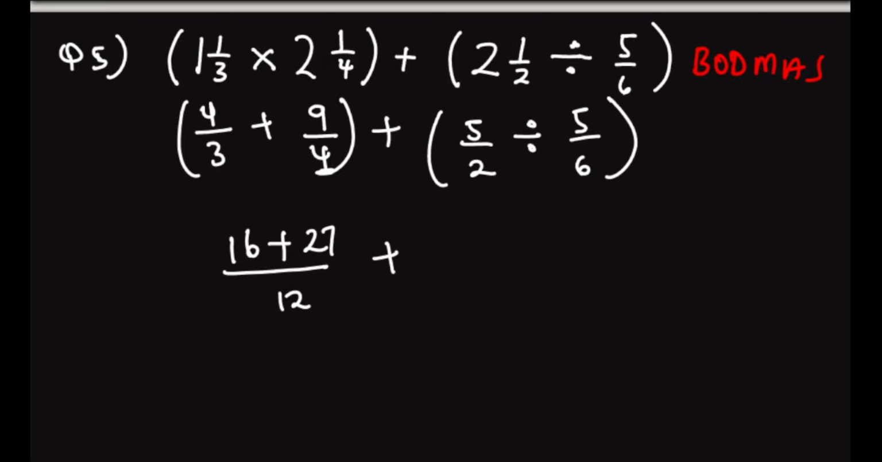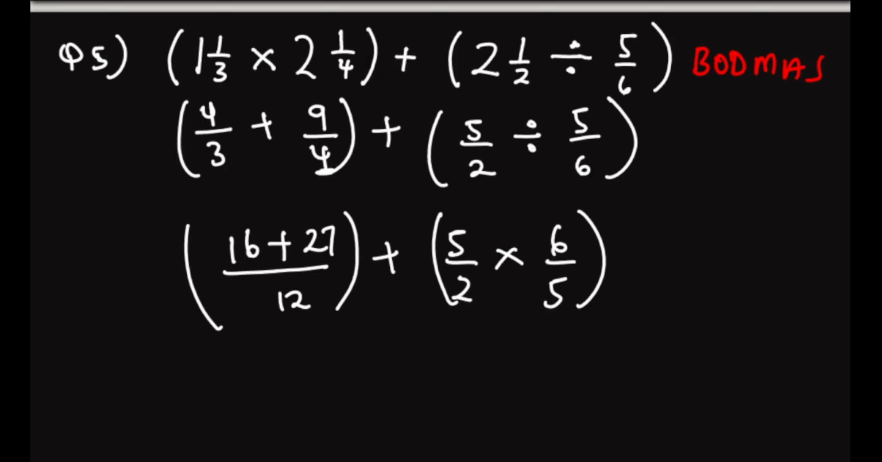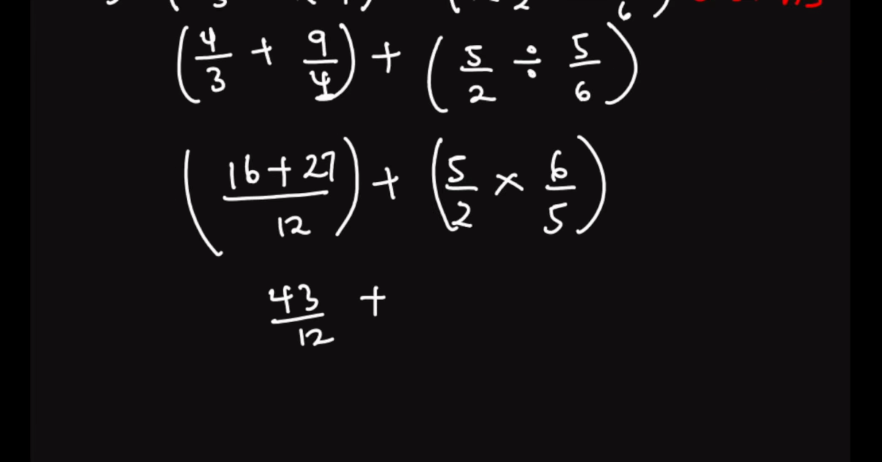Now, how do we divide this fraction? That's 5 over 2 times, then we reciprocate the second fraction, giving us 6 over 5. So we simplify 16 plus 27. That gives us 43, 43 over 12 plus. Then we come to our second fraction, we have 30 all over 10 because numerators multiply each other.